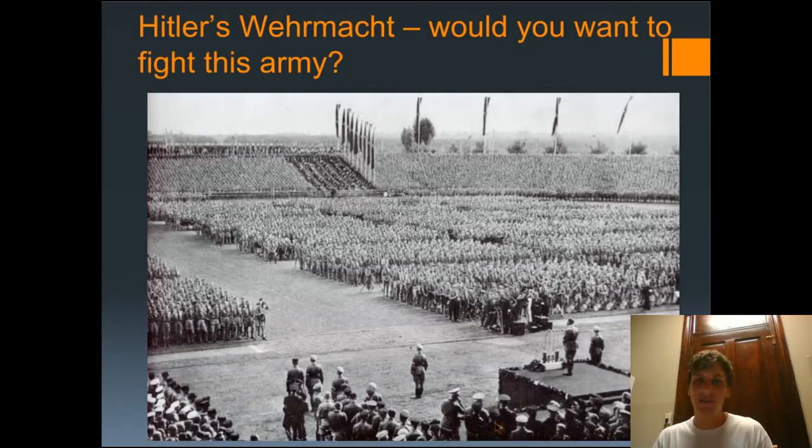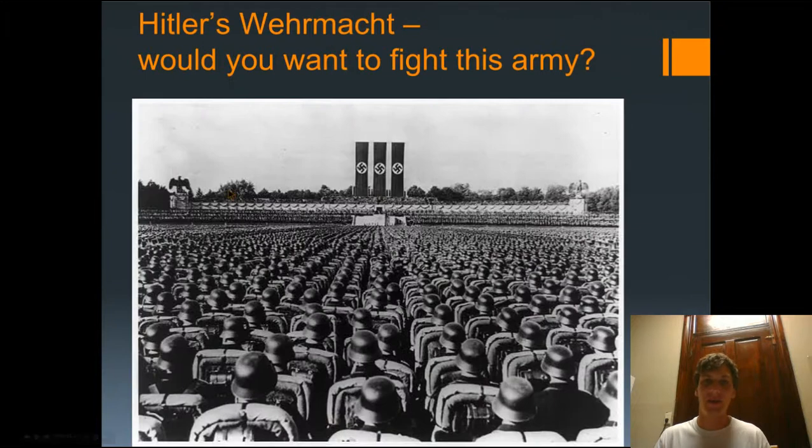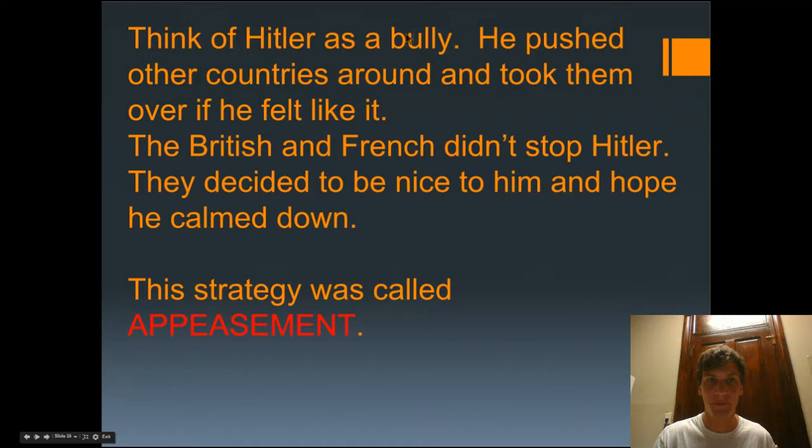So Hitler's army, even before the war started, was one of the best and one of the biggest in the world. This is just a picture here. You see Hitler giving his speech. He looks pretty small. Look how big his army is. These are just the officers. Here's another picture of his army. Would you want to fight these guys? I don't. His army was called the Wehrmacht, which means World Army.